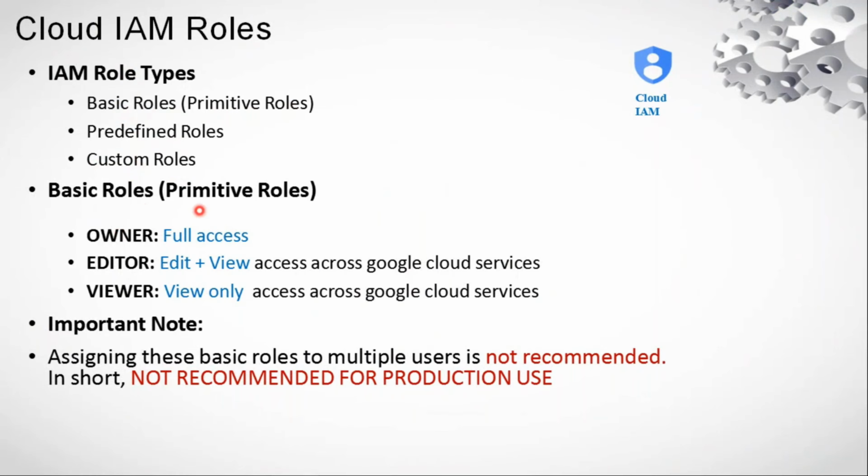Basic roles, or primitive roles, are subclassified into three kinds: owner, editor, and viewer. Owner will have full, end-to-end access across the total GCP console. Editor will have edit plus view access across Google Cloud services. Viewer will have only read-only, view access across Google Cloud services. I will show you practically how owner, editor and viewer access look in the upcoming demo session.